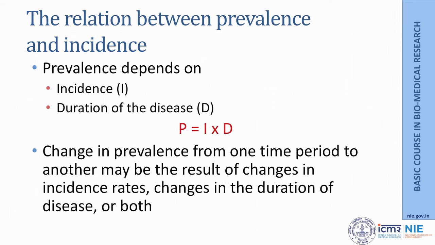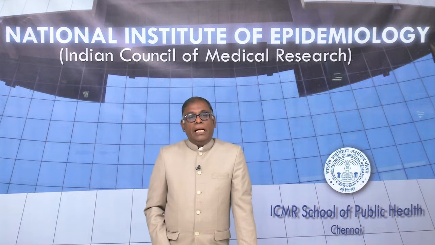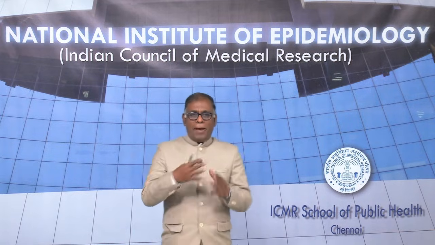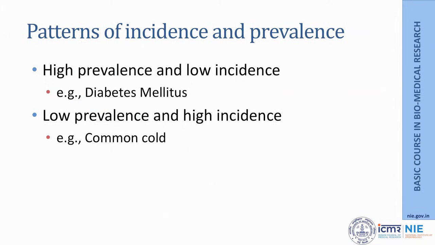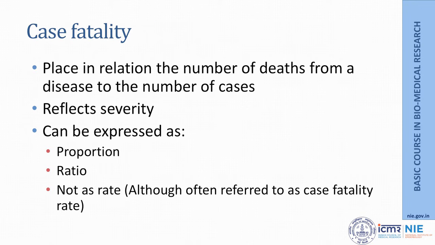A change in prevalence from one time period to another may be the result of changes in the incidence rates, changes in the duration of disease, or both. Now, let us look at the patterns of incidence and prevalence. High prevalence and low incidence occur in diseases like diabetes mellitus. Low prevalence and high incidence is exemplified by the common cold.